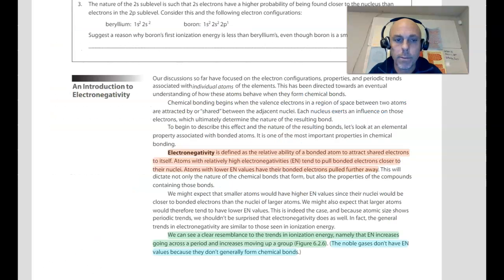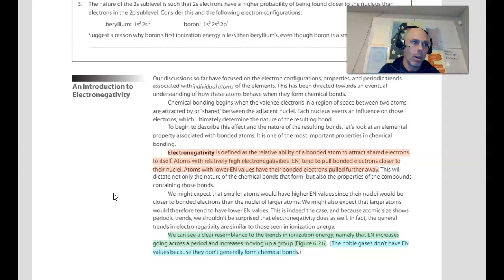All right, we're on to our final trend, which is electronegativity, and we're on page 331 of our ebook, same page we're on for that practice problem. Electronegativity is defined as the relative ability, so these are values relative to each other, the relative ability of a bonded atom to attract a shared pair of electrons.